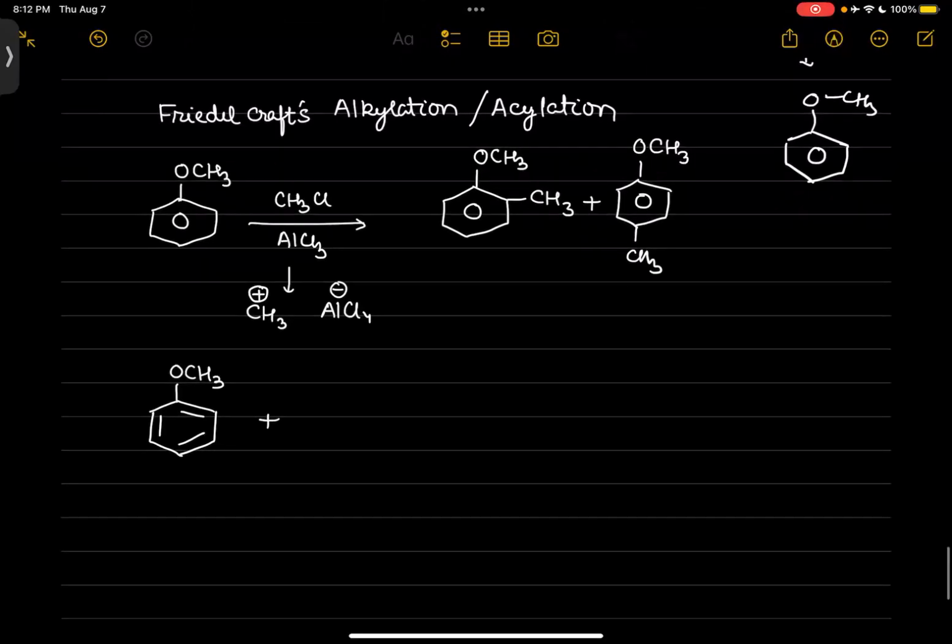So here you are going to attach the acyl group, that is CH3COCl. You need to remove the H and Cl, and to get these two groups joined together, you need a catalyst. The catalyst is the same AlCl3. That will remove the Cl minus, leaving behind CH3CO plus and AlCl4 minus.